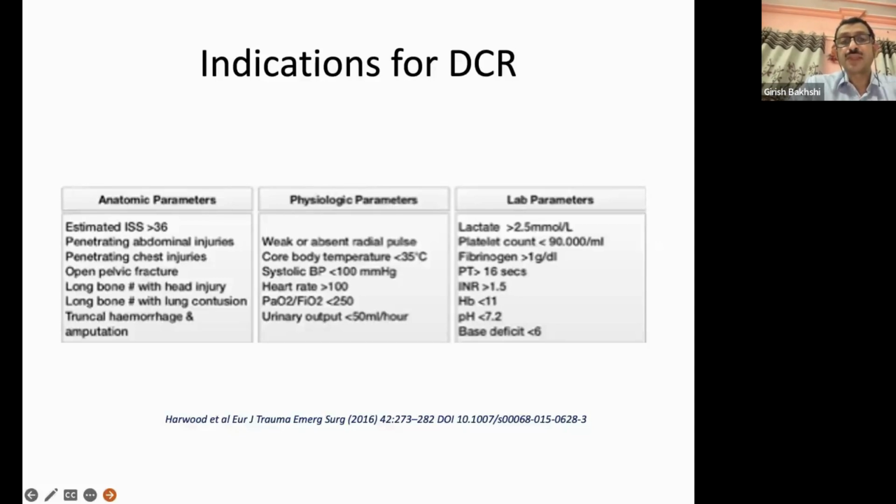Similarly, the physiological parameters: when the temperature is less than 35 degrees, the systolic blood pressure is less than 100, there is tachycardia. When you talk about the PaO2 to FiO2 ratio, which is normally more than 400, when it is less than 250, that is the time when you will be thinking of it. Obviously, urine output is the parameter which tells you about the perfusion.